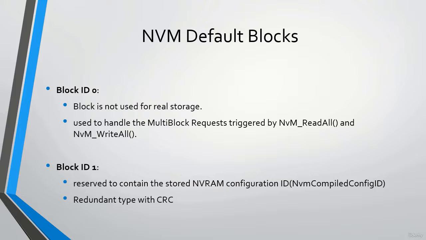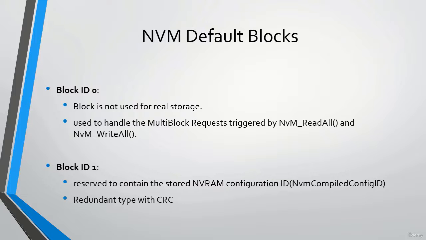Then comes block ID 1. Again, this is reserved, and it is used to contain an actual value. What is the value that is stored? It is the NVM configuration ID, or NVM compiled config ID. In this particular block, we store an ID that helps us understand what the current configuration is. For each configuration, we give it an ID so that we can easily identify the current configuration.